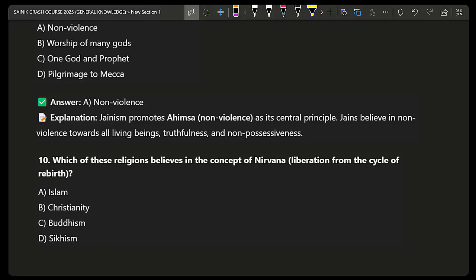Time up. Two students said Sikhism, wrong answer. Five students said Christianity, wrong answer. Six students said Islam, wrong answer. And only six students gave the correct answer, that is Buddhism.